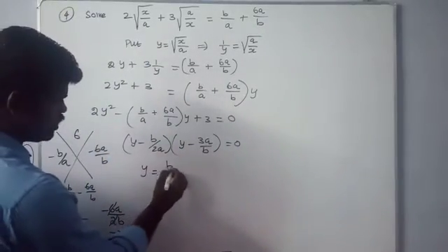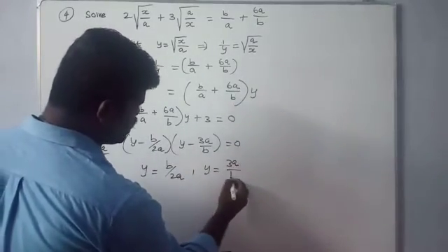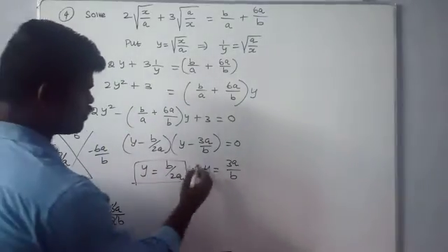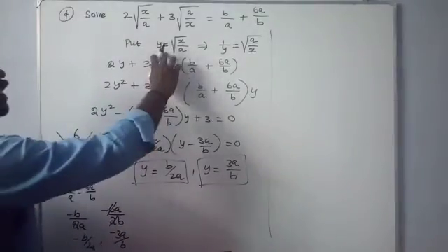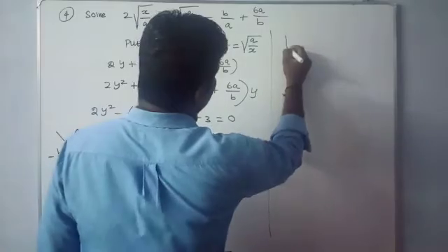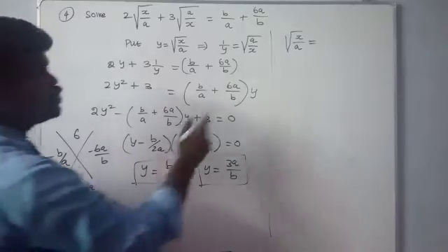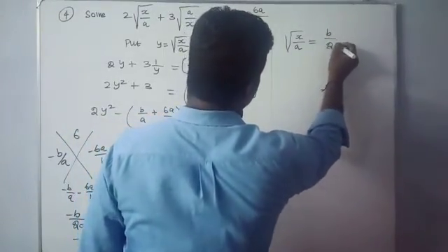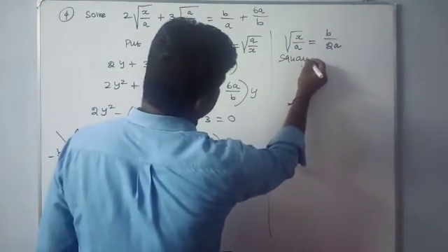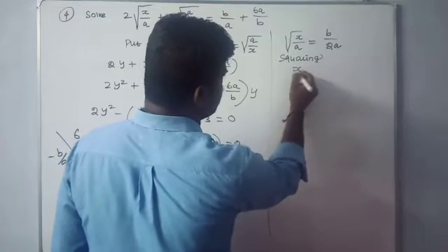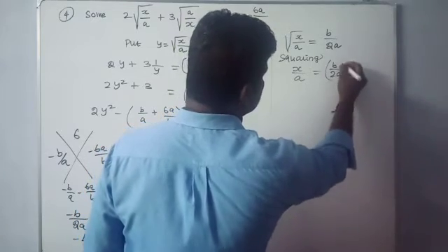Now y is equal to b by 2a is the one value, comma, y equal to 3a by b is the other value. Already we have a y value. What is the y value? Root x by a, root x divided by a, is equal to the first value, b by 2a. We want to square both sides. What is the value here? x by a is equal to b by 2a the whole square.